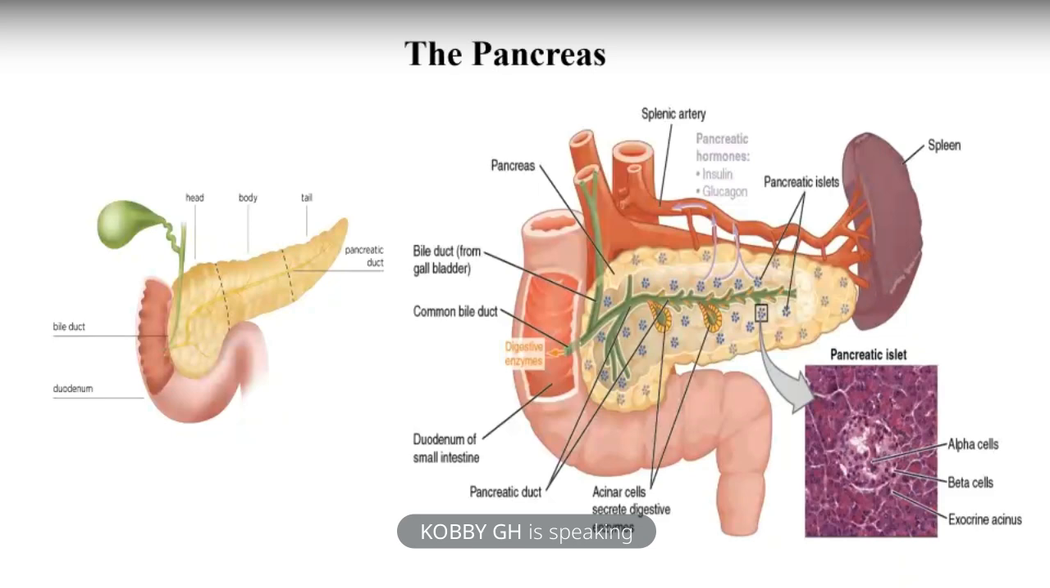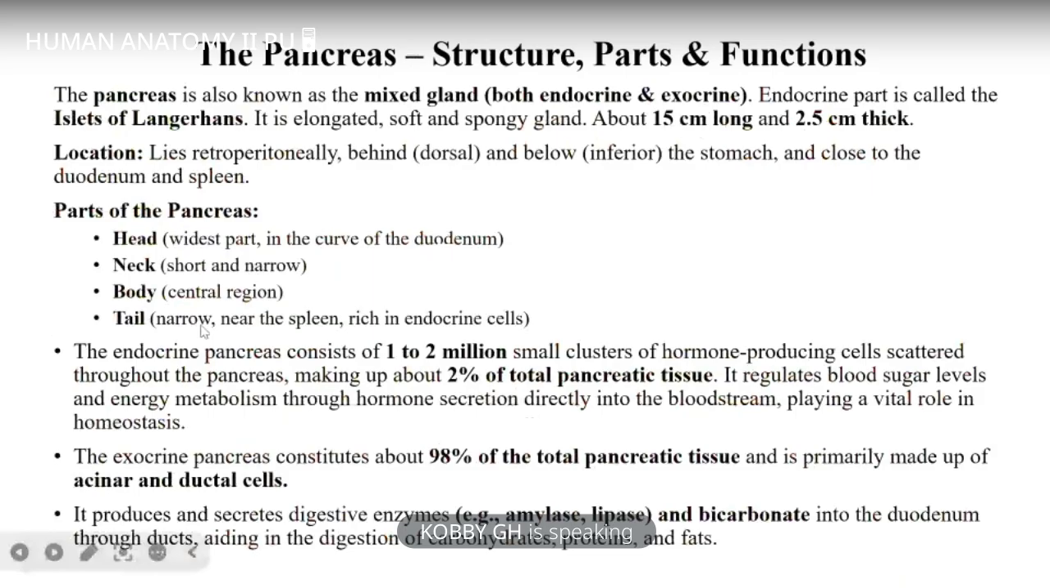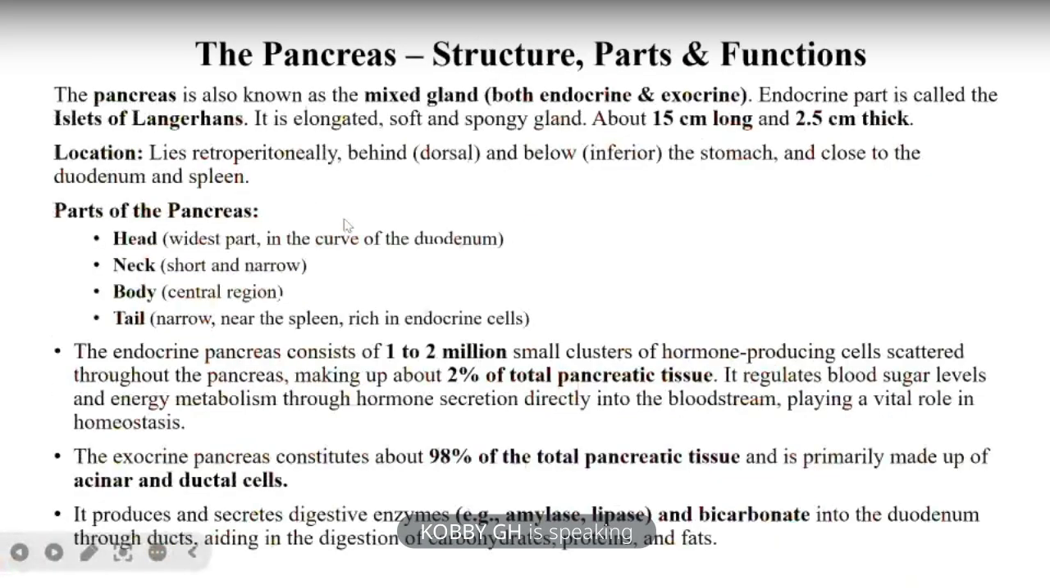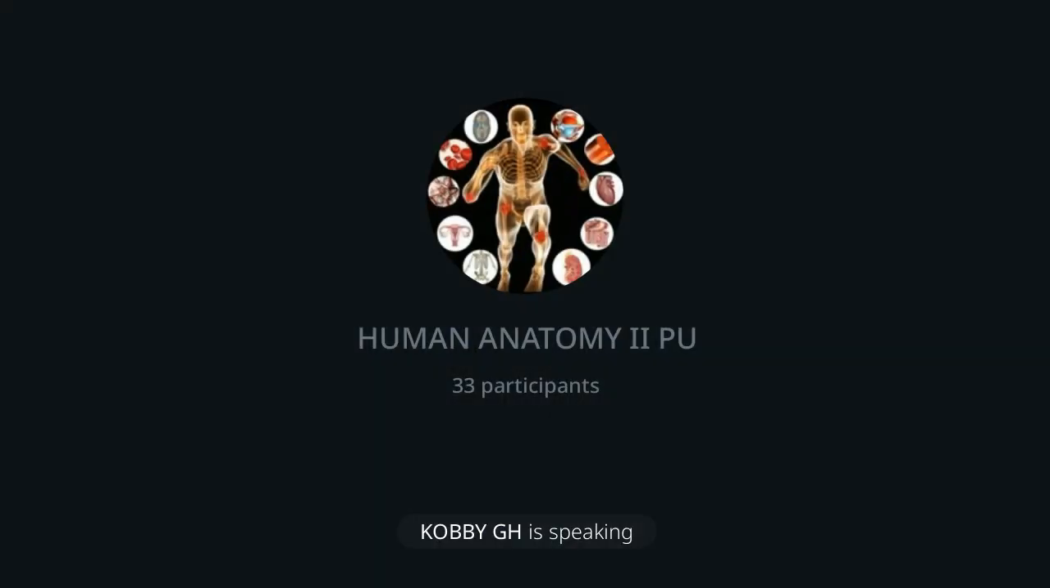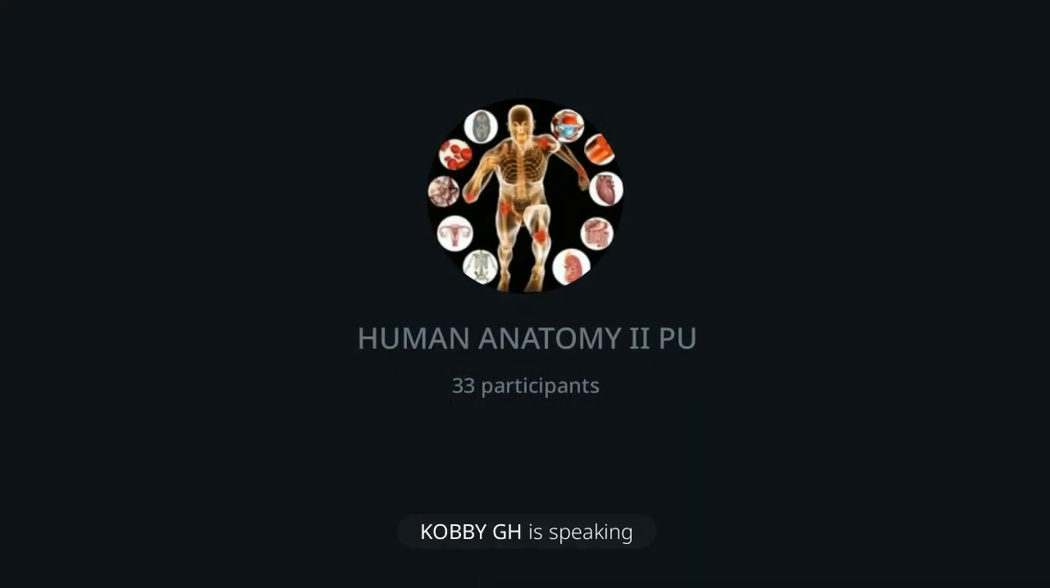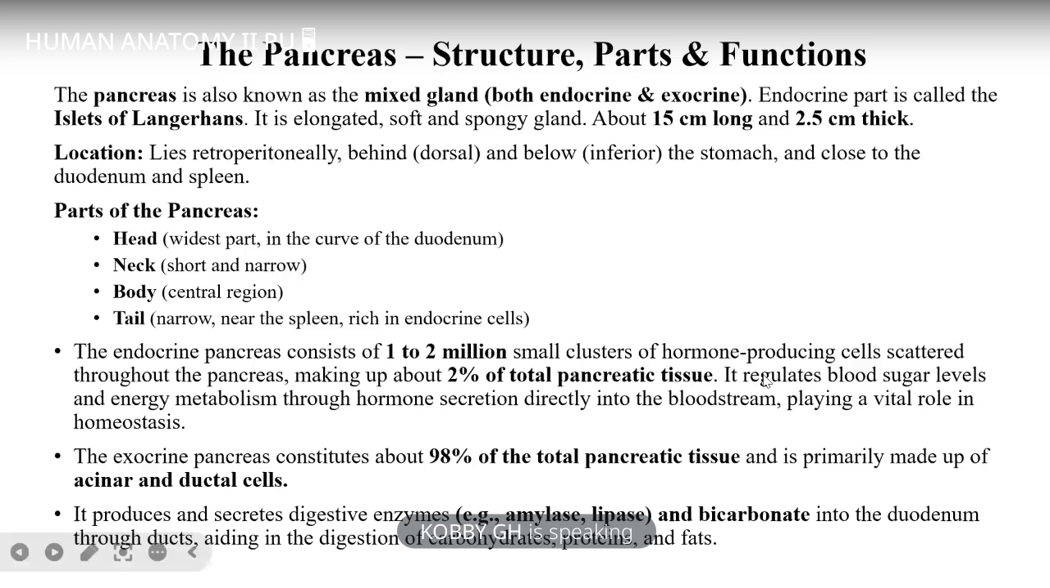Okay, great. Now, if we take the endocrine pancreas, look at how the pancreas looks. Looking at how big it is, you see actually two parts: endocrine and exocrine. The endocrine part of the pancreas constitutes just 2% of the total pancreatic tissue. That should tell you that the exocrine pancreas is 98%.